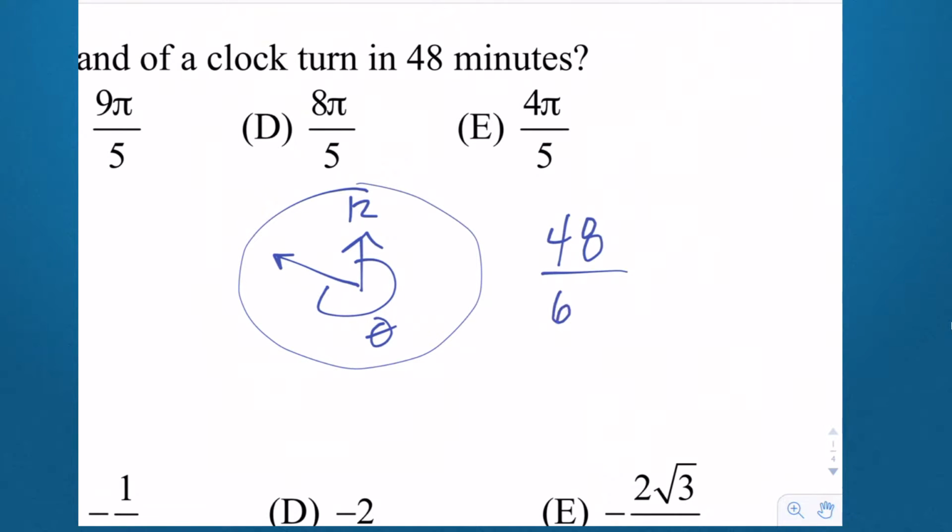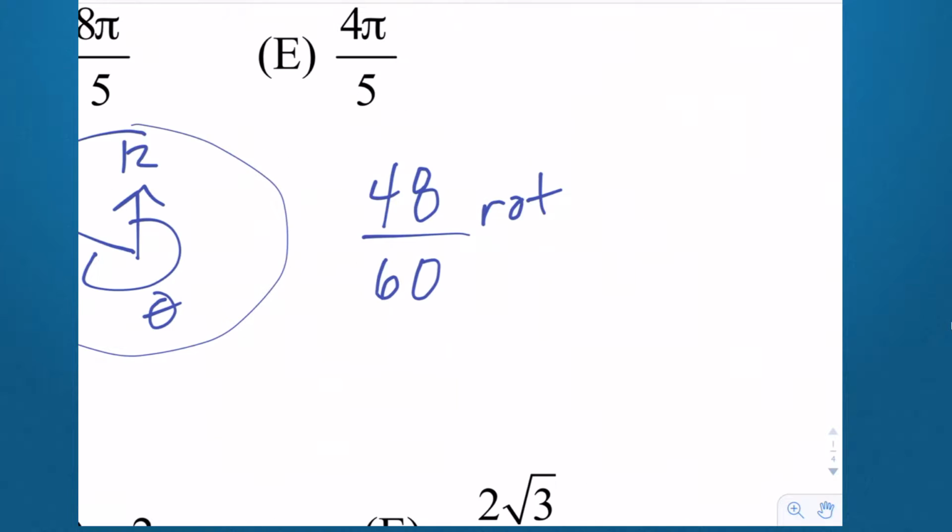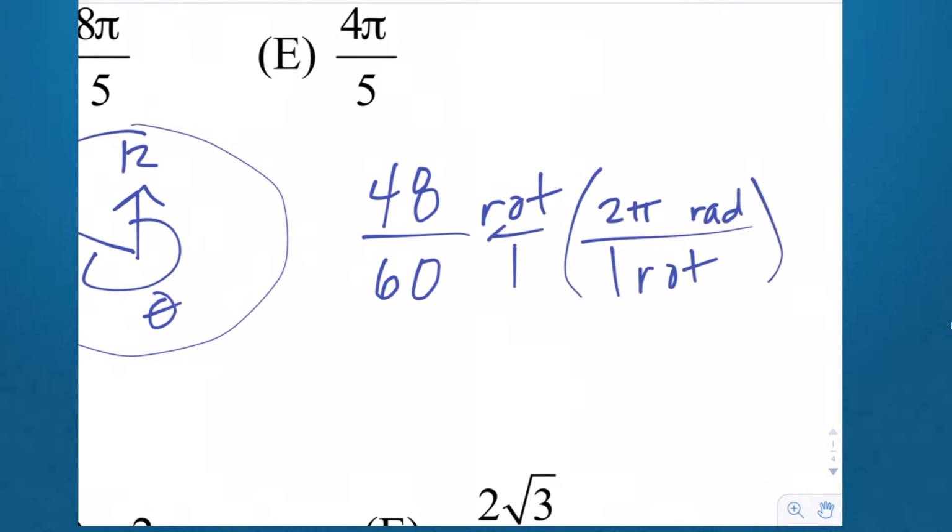48/60ths of a rotation. Good. It went through 48 ticks all the way around. All the way around is 60. So it went 48/60ths of a rotation. Now all we have to do is convert rotations to what? Radians. So rotations in the top, I have 1 rotation in the bottom. And 1 rotation is how many radians? 2 pi. So there's your conversions. Notice your rotations divide out, and you're left with 48 times 2 pi divided by 60.